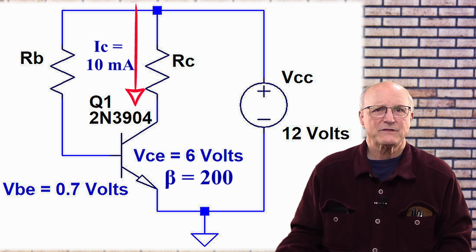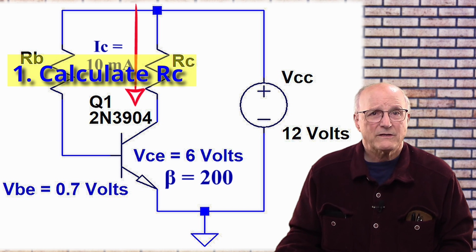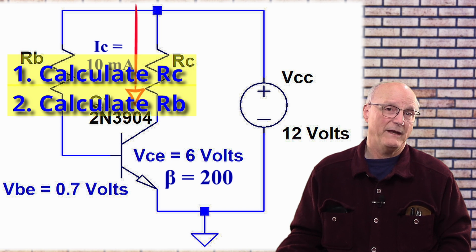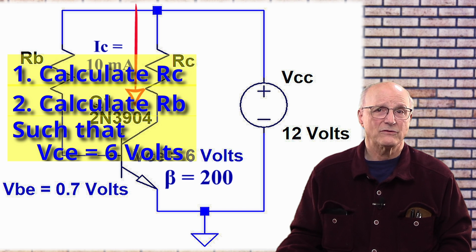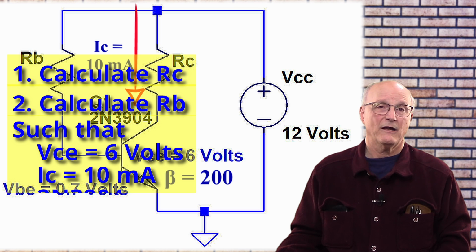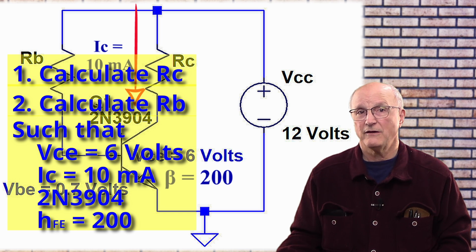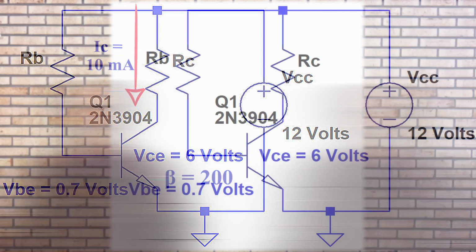Now that we have our circuit, what are we trying to accomplish? We want to calculate the needed collector resistor and the needed base resistor to achieve a collector-emitter voltage of 6 volts with a collector current of 10 milliamps using our 2N3904 transistor with a DC current gain of 200. Now, on to the analysis.